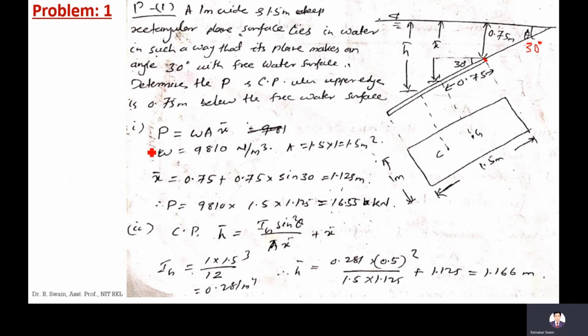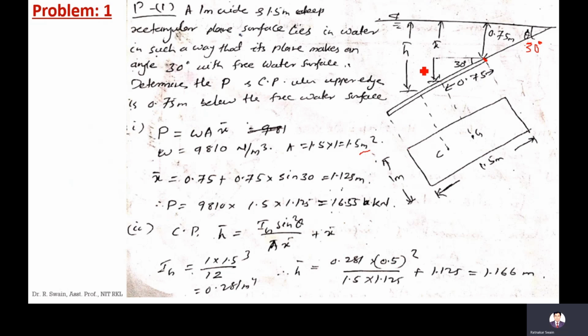Okay, so total pressure will be W A into X bar, and W is 9.81 kilonewton per meter cube or 9810 Newton per meter cube. Area is the surface area, that is 1 into 1.5, which is 1.5 meter square. Here how will Ig be calculated?